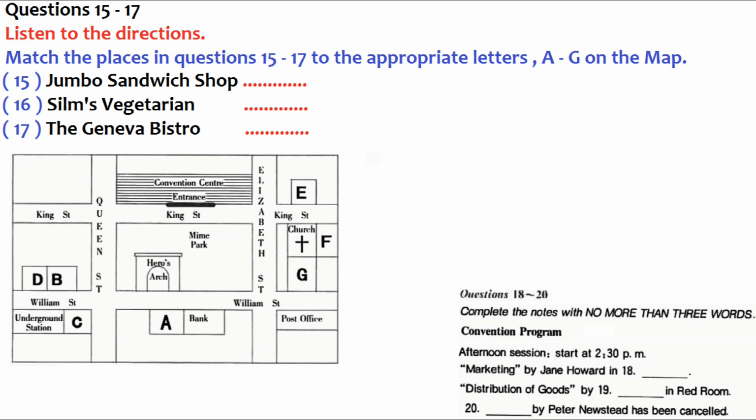The first being the talk on marketing by Jane Howard, which will now be held in the green room on the second floor. The workshop on distribution of goods will not be given by Sarah Moore, but by her sister Barbara, due to an unforeseen illness, in the red room on the second floor. We hope she'll be back on her feet in no time. It's good of Barbara to step in right at the last minute. Finally, the workshop on advertising by Peter Newstead has been cancelled due to an airline dispute.